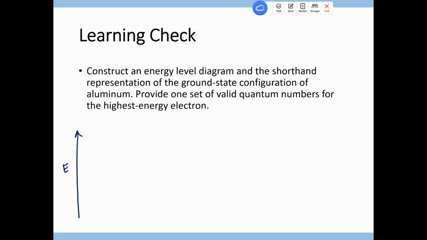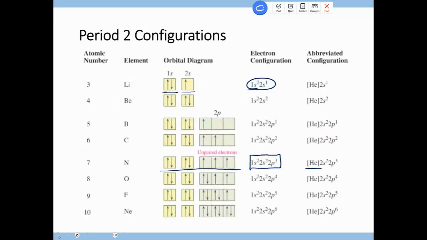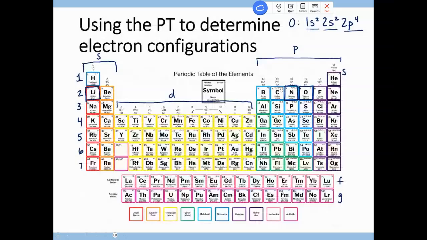All right, let's start going through this. So we're working with the element aluminum. Aluminum is 13. Looking at the periodic table, I'll use a different color here, I'll use green. Aluminum has 13 electrons.